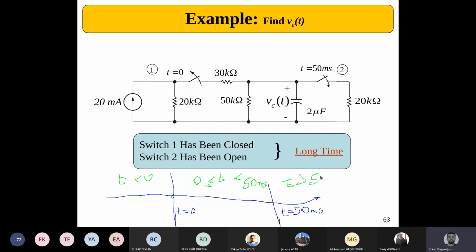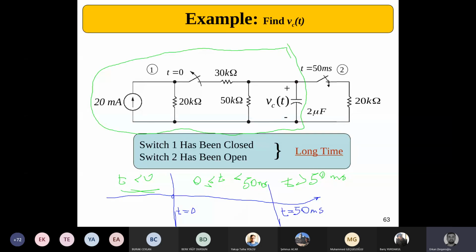t greater than 50 milliseconds. There are three portions of this circuitry, and on the first portion, when we are on here, it says that the switch S1 has been closed, and S2 has been open for a long time. Long time means that the circuit was initially at steady state. Now, this was the circuitry.